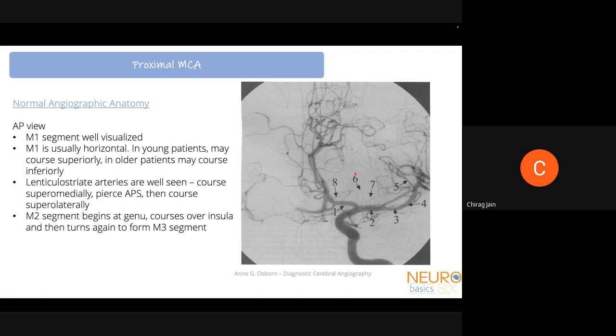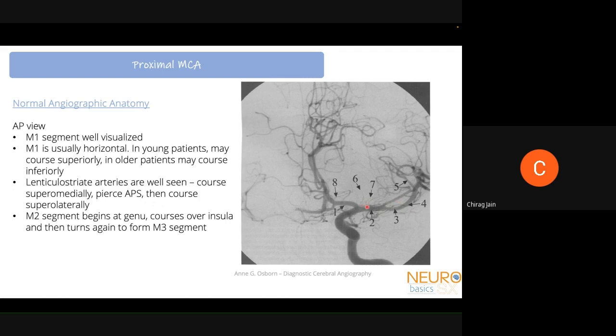So this is a normal angiographic anatomy of the MCA. In the AP view, the M1 segment will usually be very well visualized. And the M1 segment is usually horizontal. But if the patient is younger, the M1 segment might course superiorly. If the patient is older, it might course inferiorly. And that can actually tell us where the aneurysms of the MCA bifurcation may be directed. So if the M1 MCA is coursing superiorly, the aneurysms will be directed inferiorly. If the M1 MCA is coursing inferiorly, the aneurysm will be directed superiorly over here.